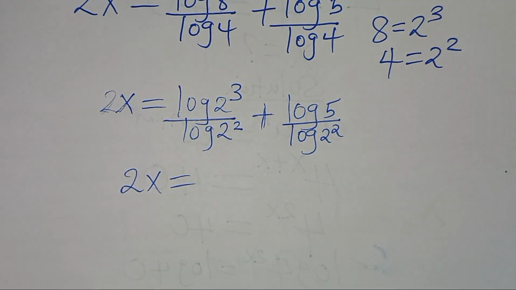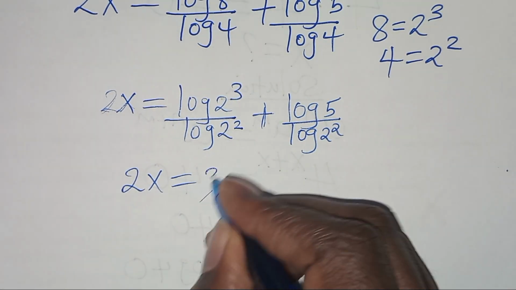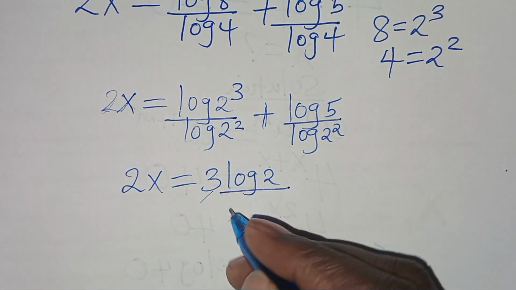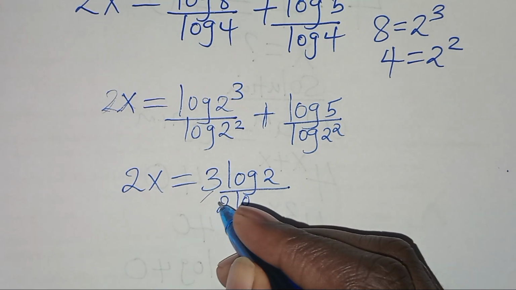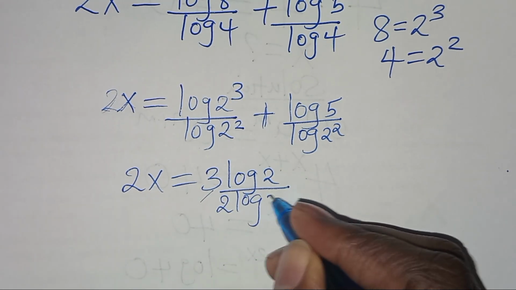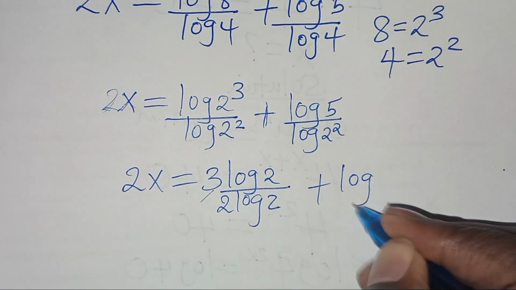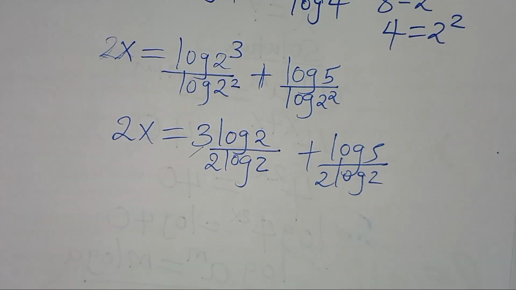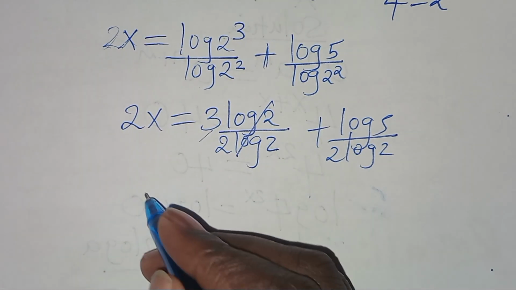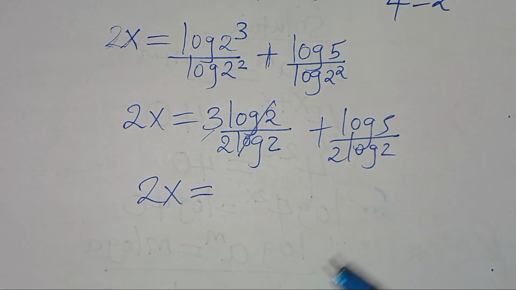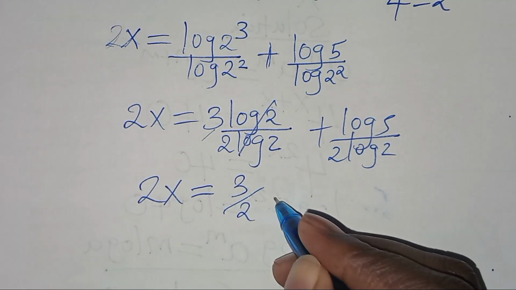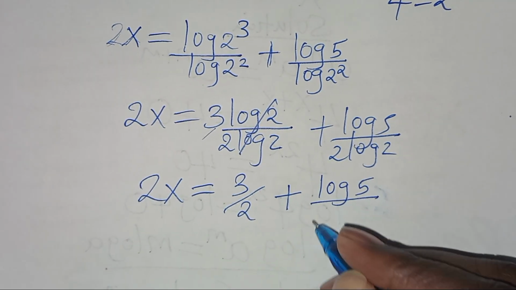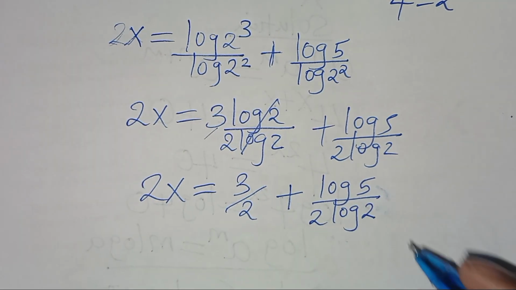This is equal to log 2 to power 3. This can be expressed as 3 log 2 divided by log 2 to power 2 can be expressed as 2 log 2. Then plus log 5 divided by 2 log 2. So let's simplify here. Log 2 and log 2 will simplify so that we'll have 2x equal to 3 over 2 plus log 5 divided by 2 log 2.